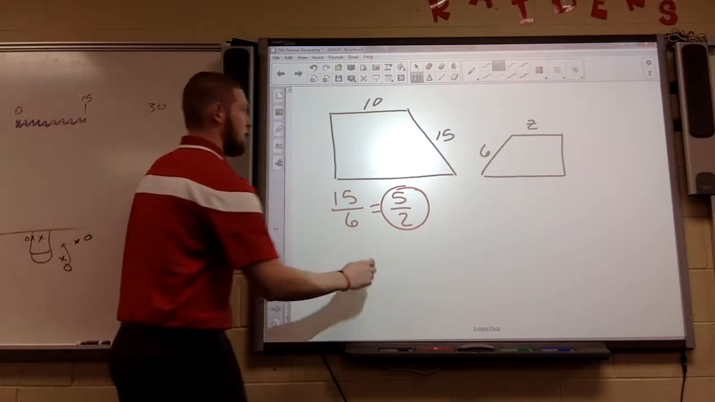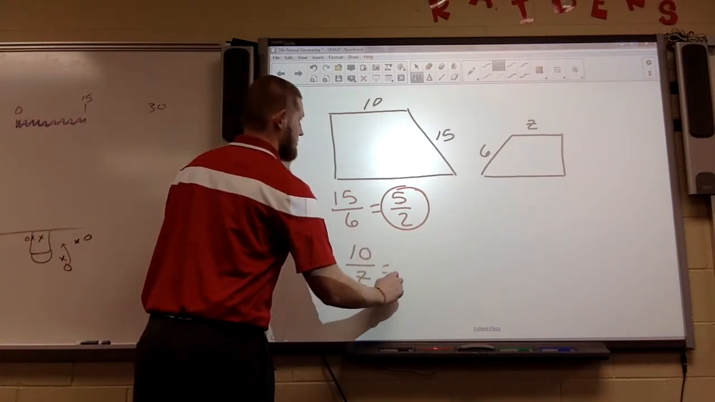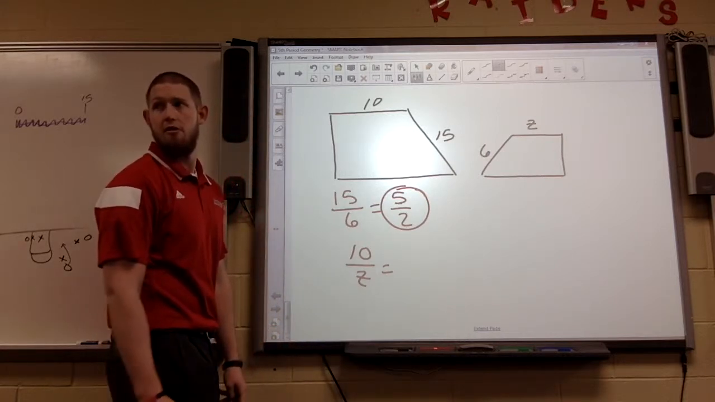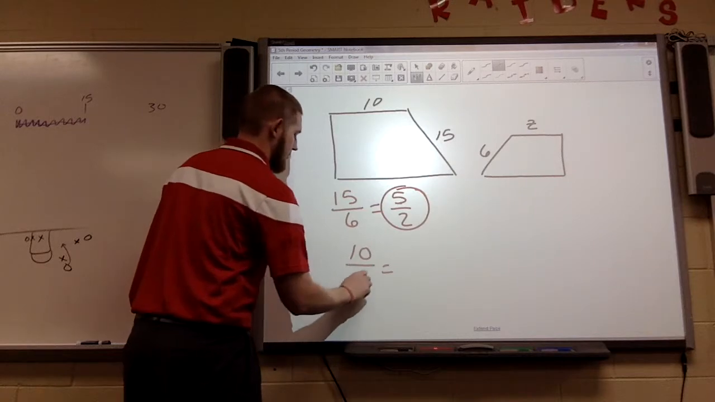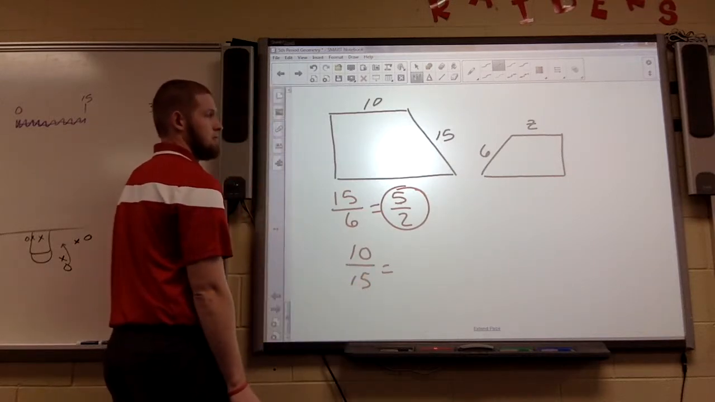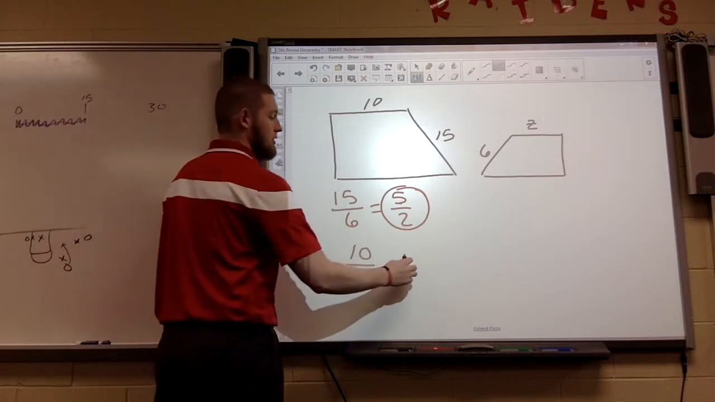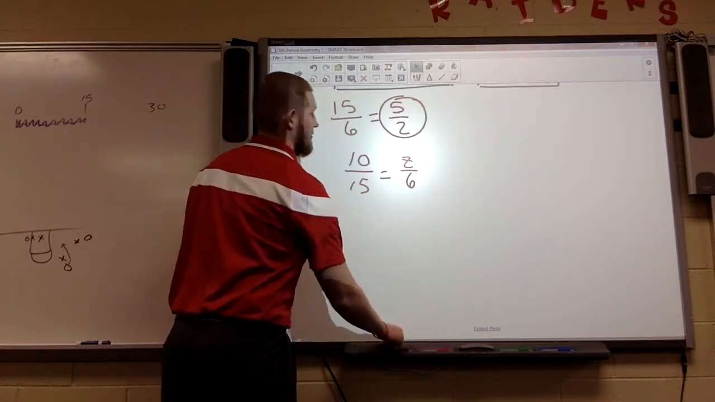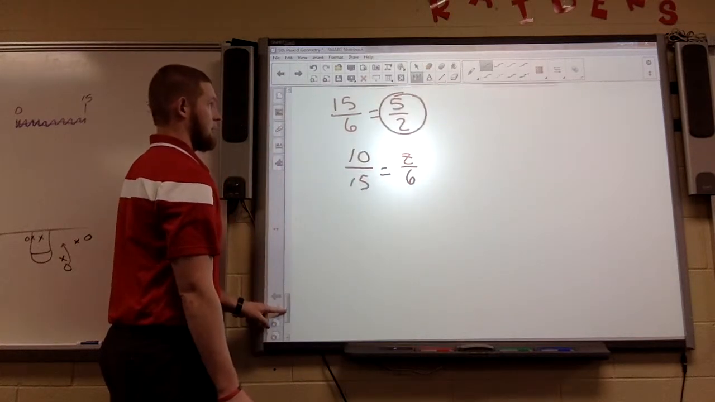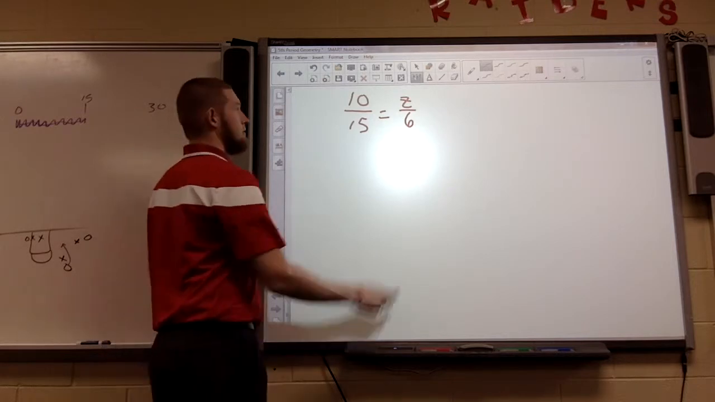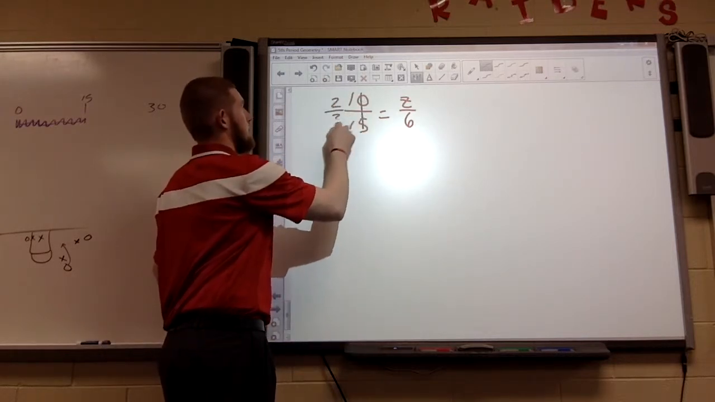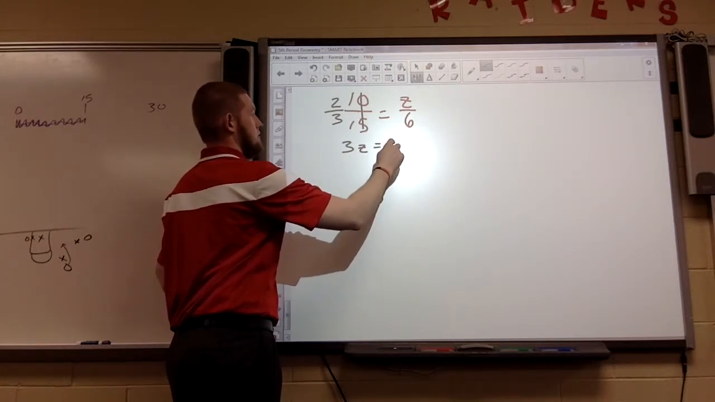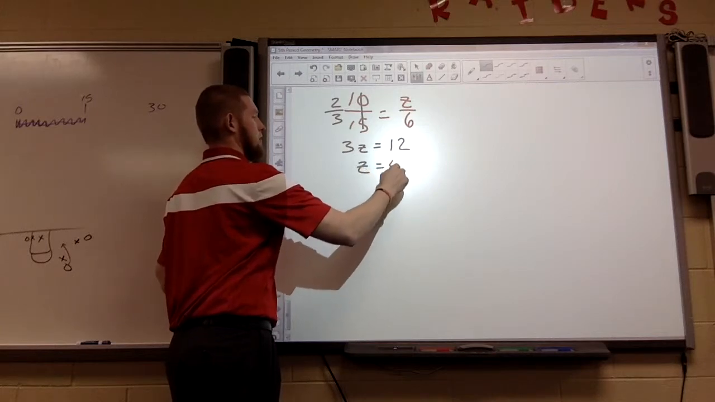Daniel already told me 10 over Z equals, or did you say 10 over 15? What did you say? 15. I thought 10 over 15 equals Z over 6. Z over 6, good. Okay, can I reduce 10 over 15 before I start doing anything? Yes, 2 over 3. When I cross multiply, I get 3Z equals 12, Z equals 4.